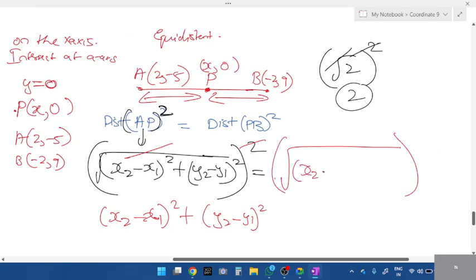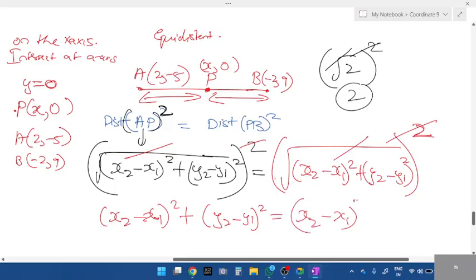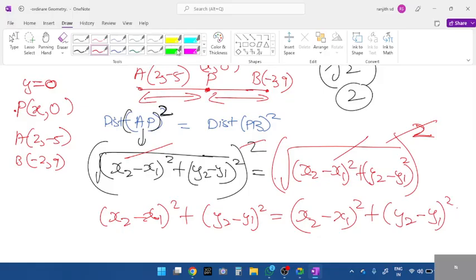x2 minus x1 the whole square plus y2 minus y1 the whole square. It gets cancelled. What is left? x2 minus x1 the whole square plus y2 minus y1 the whole square. This is the formula. So you don't have to write this.